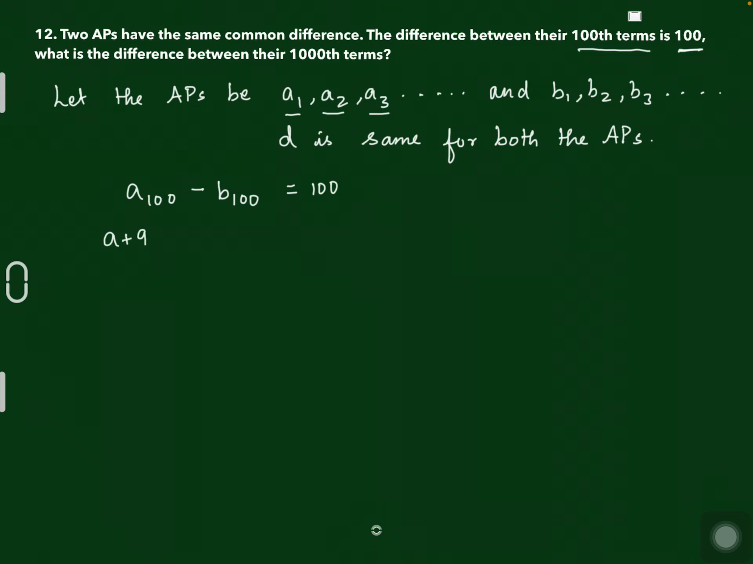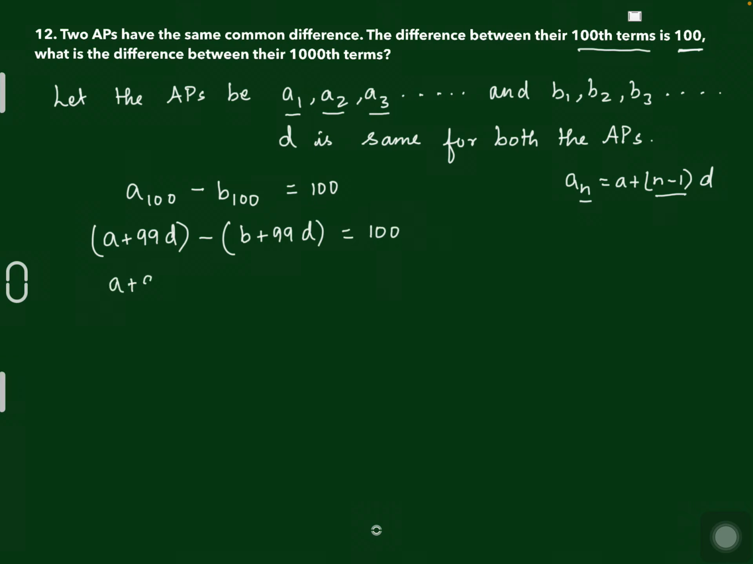How do you write A100? a plus 99d, because you know an is equal to a plus n minus 1 into d, 1 less than the n. So here also for 100 it means 99d. So a plus 99d minus of what is b100? It is b plus 99d. Why do I use the same d? Because d is same for both the APs, that is equal to 100.